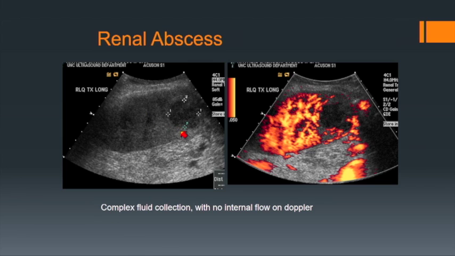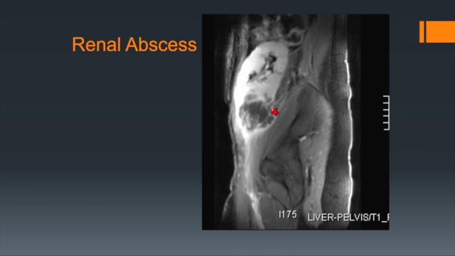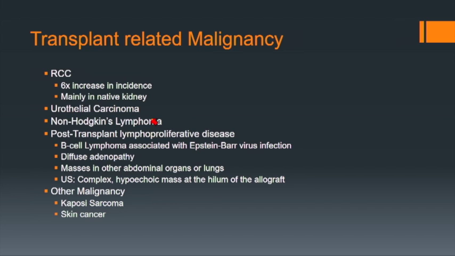This is an example of a renal abscess. We see a hypoechoic area inside the lower pole of this transplant kidney, and it's got internal echoes, and this has no internal flow on Doppler, so it's not a mass. And this is the MRI showing a lot of enhancement and internal septations, and this turned out to be an abscess in the inferior pole of the transplant kidney.